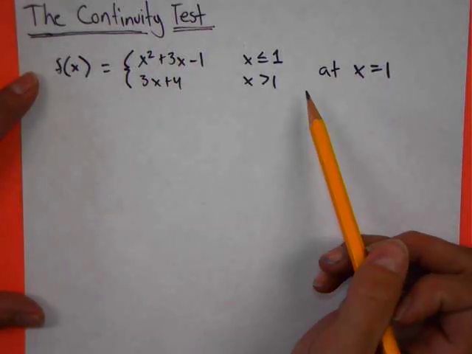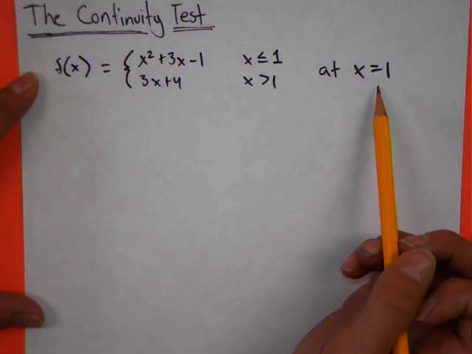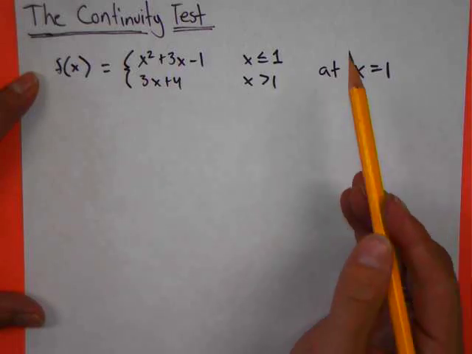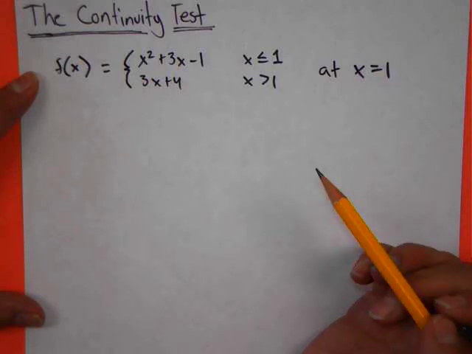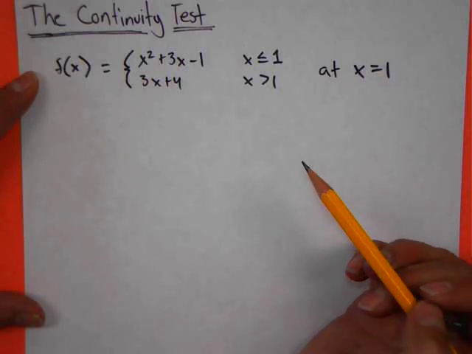In most cases, I'm going to specify exactly what point I want you to check, but it's good to be thinking about the entire picture of what this would look like. So let's test whether this is continuous at x equals 1.